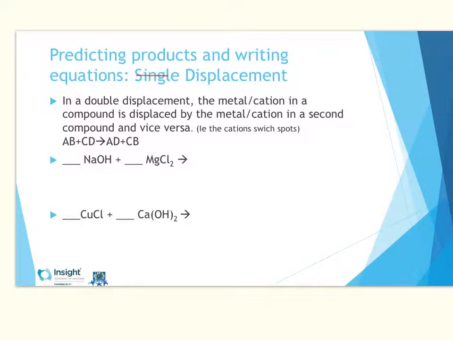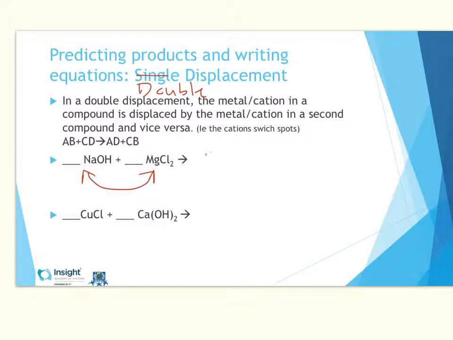And this should say double displacement. So a double displacement reaction, you have now, instead of a metal that's on its own, you have 2 compounds, and just think of it as the 2 positive charges are going to switch. Okay, so in this case, the first one, we have sodium hydroxide and magnesium chloride. The sodium and the magnesium are going to switch spots.